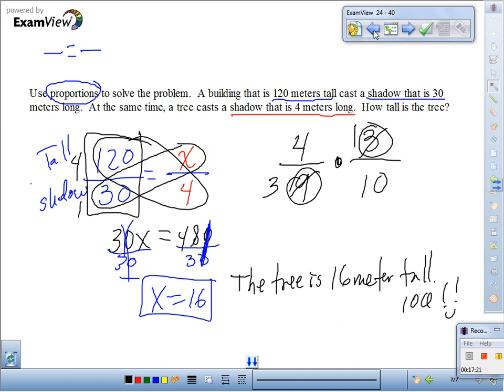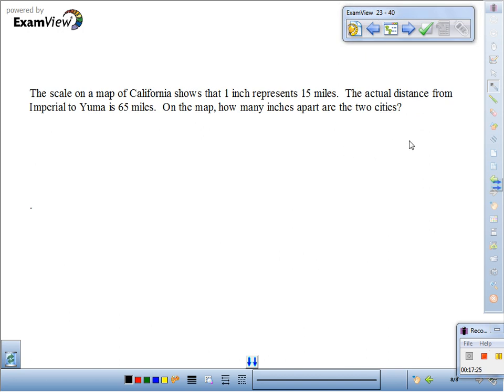Yes, Mr. Q. Let's go to number 23. It says, the scale on the map of California shows that 1 inch represents 15 miles. The actual distance from Imperial to Yuma is 65 miles. On the map, how many inches apart are the two cities? Okay. This one also is solved with a proportion. So what is the information given at the beginning? That 1 inch represents what? 15 miles. So we write 1 over 15. The top is inches, and the bottom is miles.